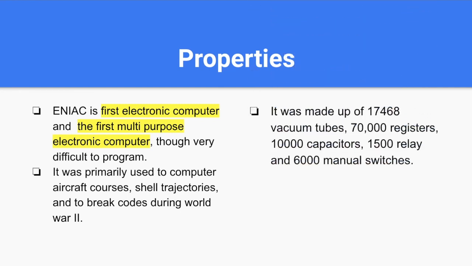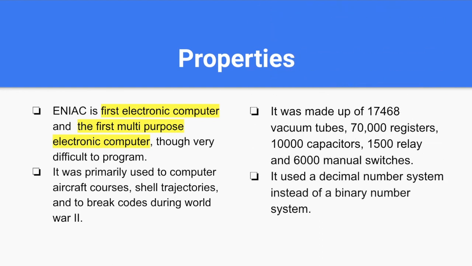It was made up of 17,468 vacuum tubes, 70,000 resistors, 10,000 capacitors, 1500 relays, and 6,000 manual switches. Resistors, capacitors, vacuum tubes, relays, and manual switches are the components of ENIAC. It used a decimal number system instead of a binary number system. It used numbers 0, 1, 2, 3, 4, 5, 6, 7, 8 and 9.